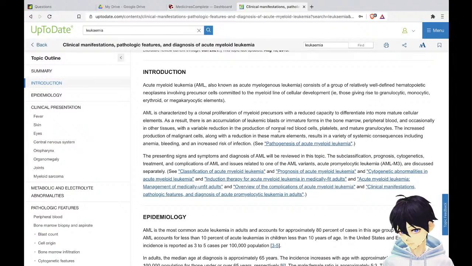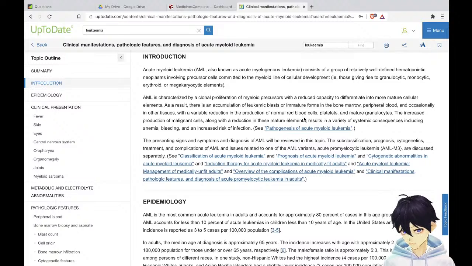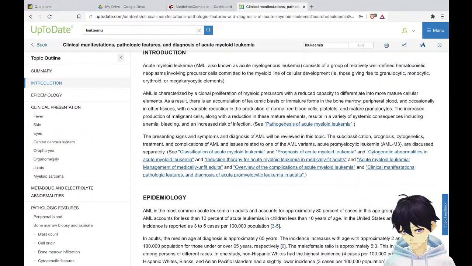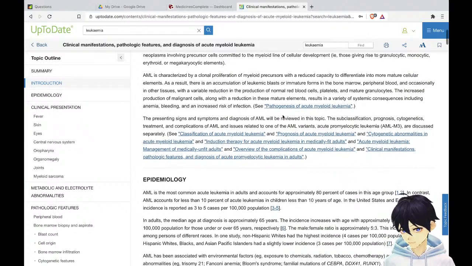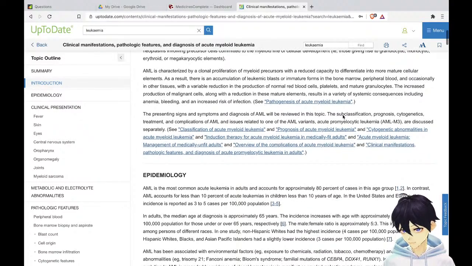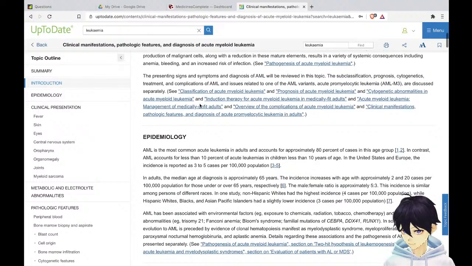elements. As a result, there is an accumulation of leukemic blasts or immature forms in the bone marrow, peripheral blood, and occasionally in other tissues, with a variable reduction in the production of normal red blood cells, platelets, and mature granulocytes. The increased production of malignant cells, along with a reduction in these mature elements, results in a variety of systemic consequences, including anemia, bleeding, and an increased risk of infection. The presenting signs and symptoms and diagnosis of AML will be reviewed in this topic.